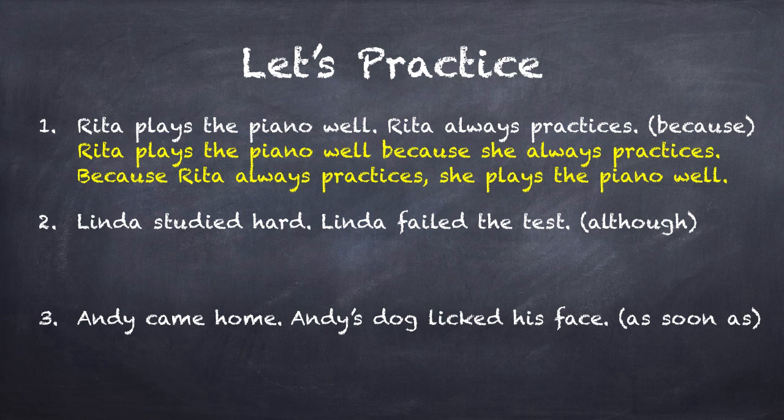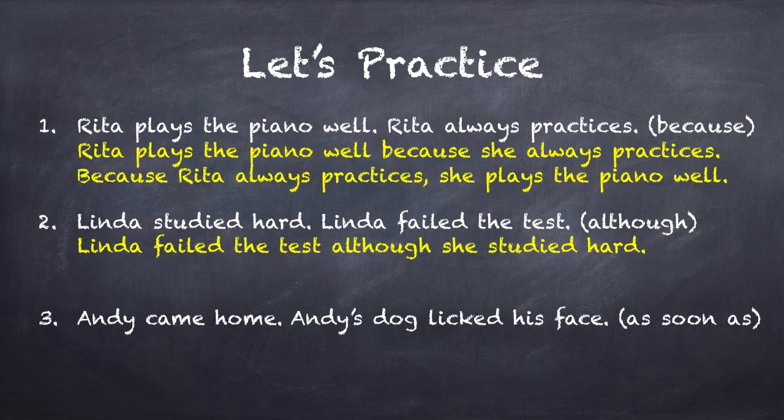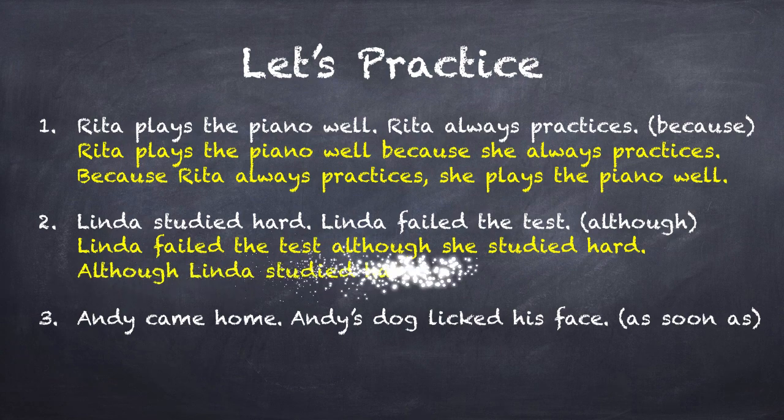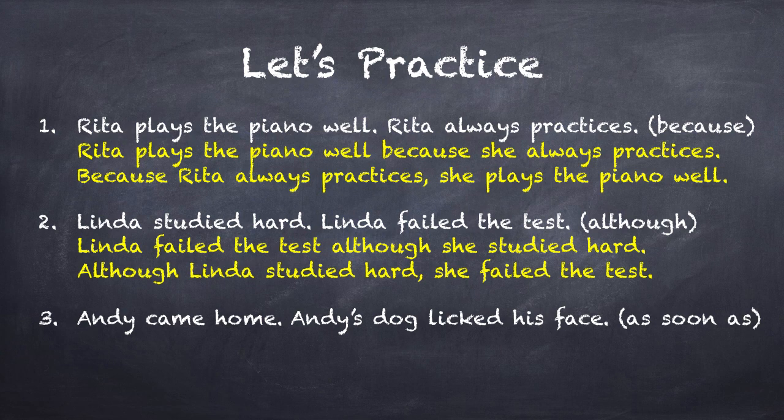In the second example, we have Linda studied hard, Linda failed the test. The two ways that we can put these sentences together with although are Linda failed the test although she studied hard, and although Linda studied hard, she failed the test. Notice that in the first sentence, the independent clause comes first, so we have no comma, and in the second sentence, the dependent clause comes first, so we do have a comma.